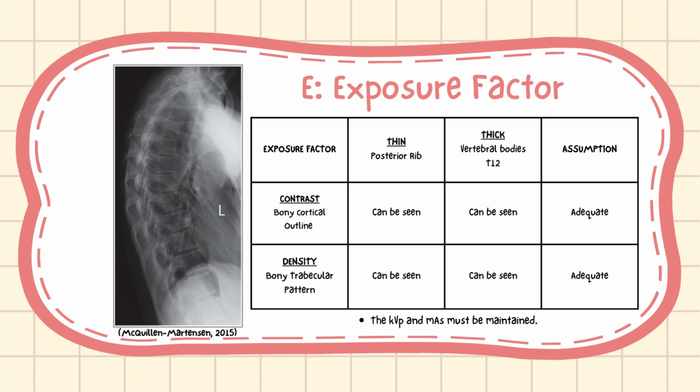The MAS used is adequate for detail and density. This is because the BTP, or the bony trabecular pattern of the thin structure, which is the posterior ribs, can be seen, and the bony trabecular pattern of the thick structure, which is the T12 of the vertebral bodies, also can be seen. Therefore, the KVP and the MAS should be maintained for this radiograph.